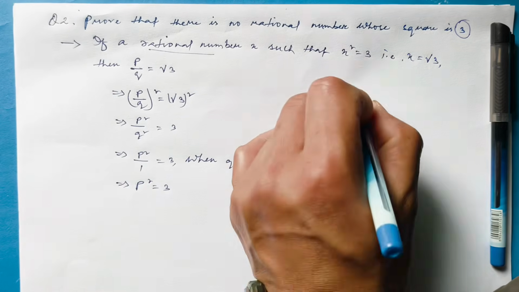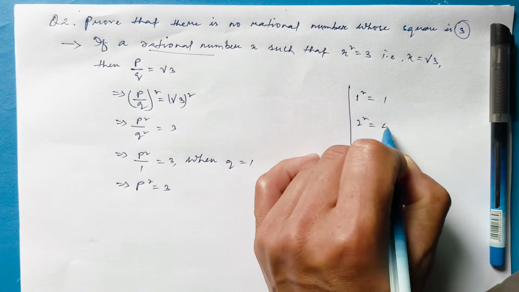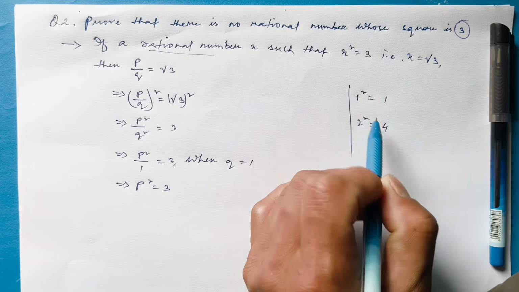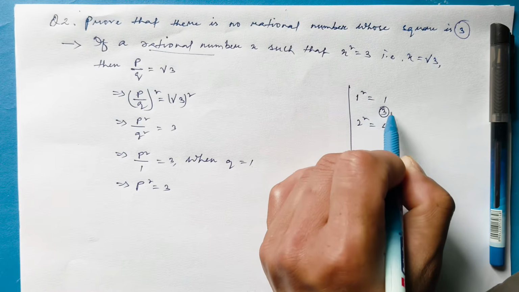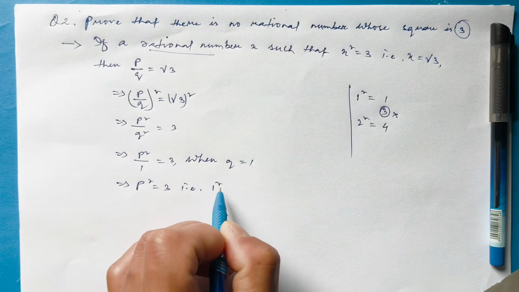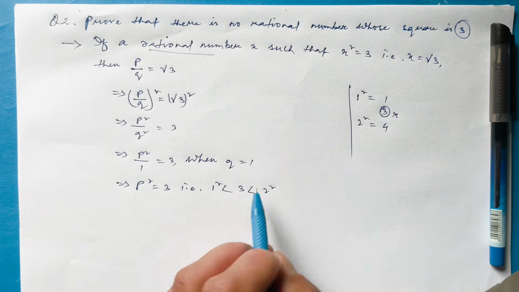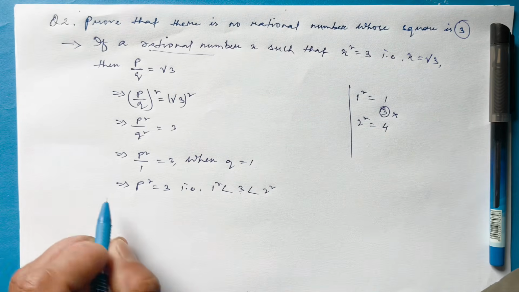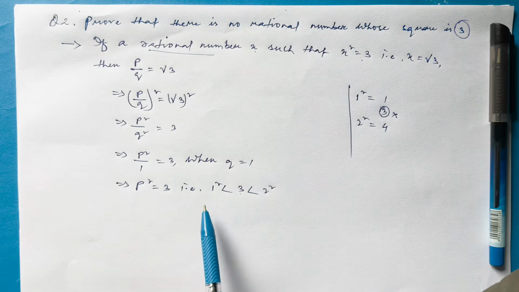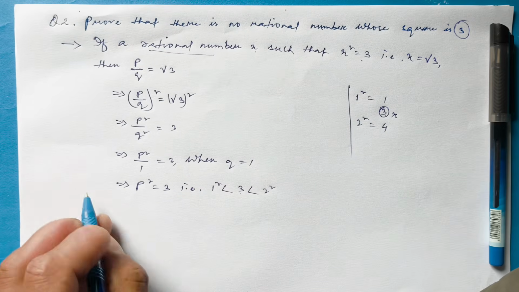They are not exact. Now, 1 square is 1, 2 square is 4. There is a rational number whose square is 1 and whose square is 4. But there is no rational number whose square is 3. That means 3 lies between 1 square and 2 square. 1 square means 1, 2 square means 4. 3 lies between 1 and 4. So, first we took that there is a rational number whose square is 3. But we find there is no rational number whose square is 3. That is why this is the contradiction method.